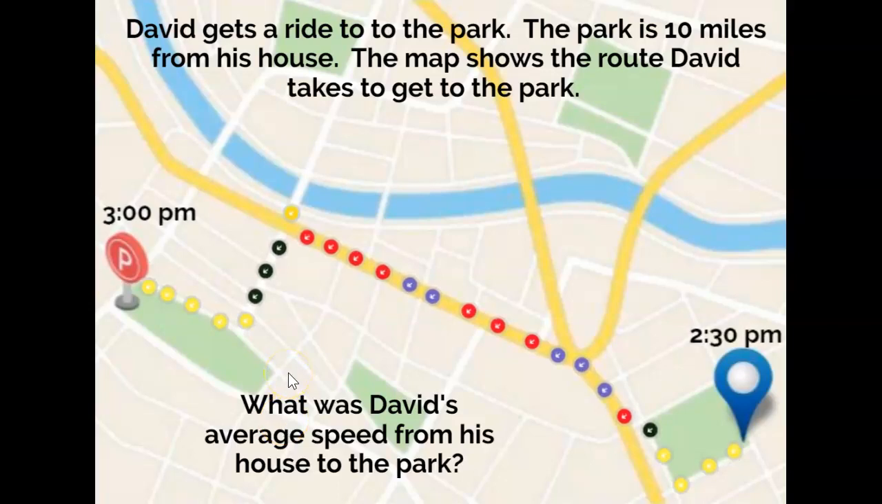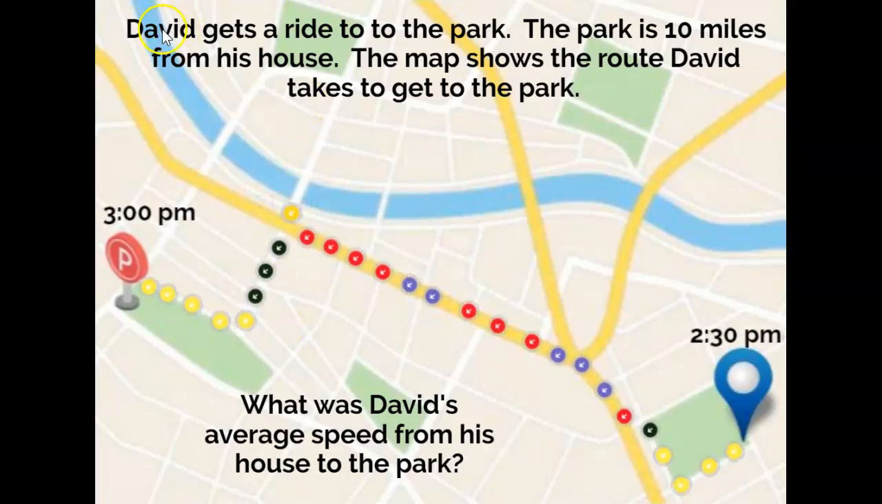Let's take a look at this problem to see if we can get a good understanding of what average speed is and why it's important. Most of you know what speed means. That's how fast or slow something's going. Something can go 20 miles an hour or 5 miles per hour, and that would be the speed. Unfortunately, most things don't travel at the same speed all the time. In this problem, we have a good example of that happening.